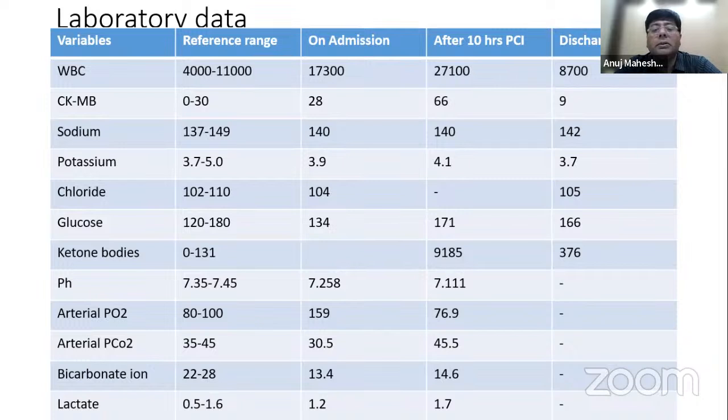As far as the pH is concerned, it was low at the time of admission and stayed low even after 10 hours of the PCI. Arterial PO2 was normal at admission, because the patient was on oxygen, but was lower after 10 hours of the PCI. PCO2 was within normal range throughout. Bicarbonate was on the lower side at admission and even after 10 hours of the PCI. Lactate level remained normal throughout the hospital stay.